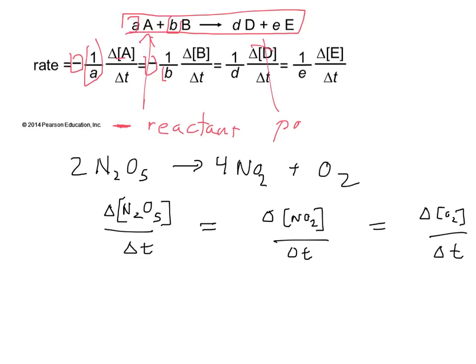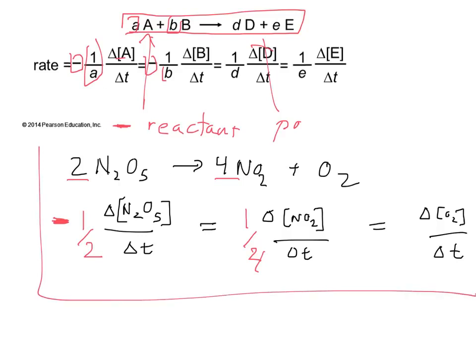And now what I'm going to do to relate them is take their coefficients and change them into fractions. So I have a 2 here, so I'm going to multiply the rate of dinitrogen pentoxide by 1/2. I have a 4 here, so I'm going to multiply my nitrogen dioxide by 1/4. I have a 1 here, so I'm going to multiply my oxygen by a 1. Then for my reactants, I'm going to add a negative sign because their rate's decreasing. So now I've related all my products and reactants to each other. Chemistry is easy, life is hard, yes?